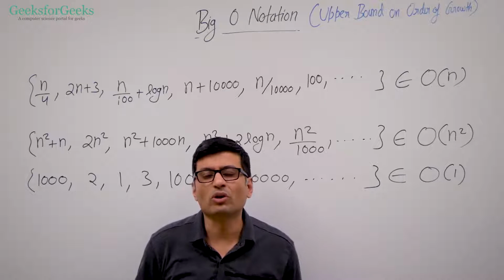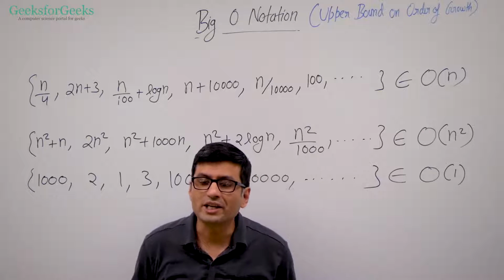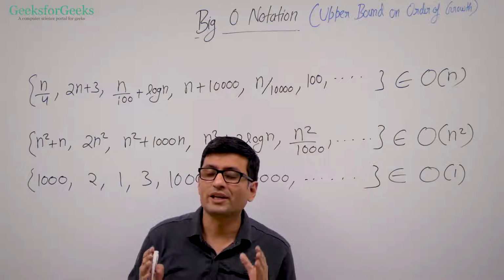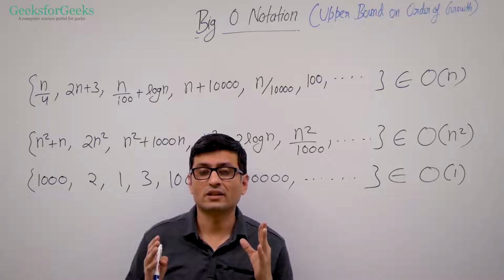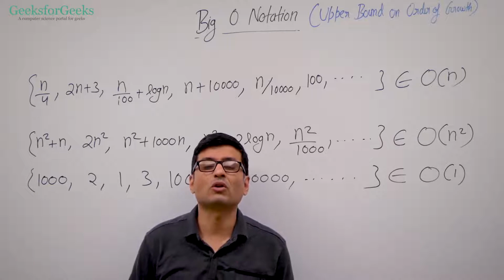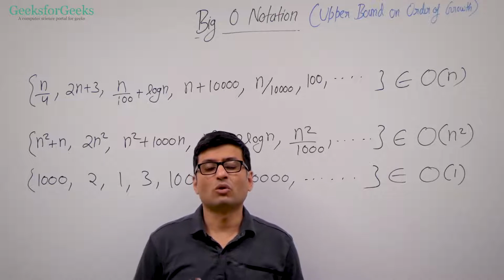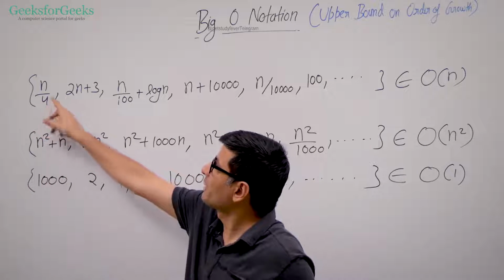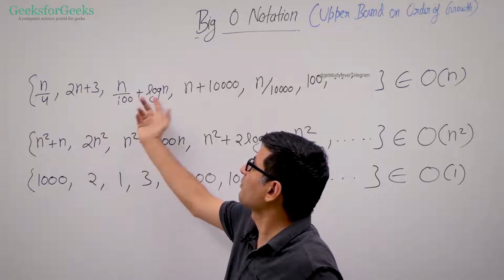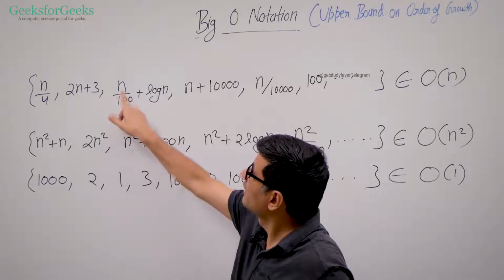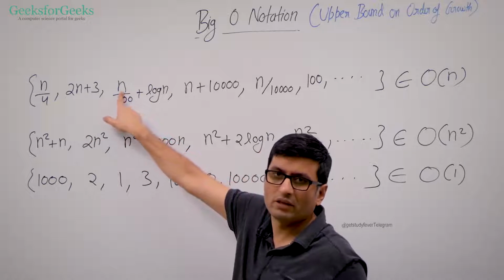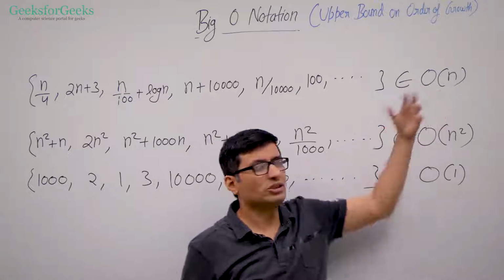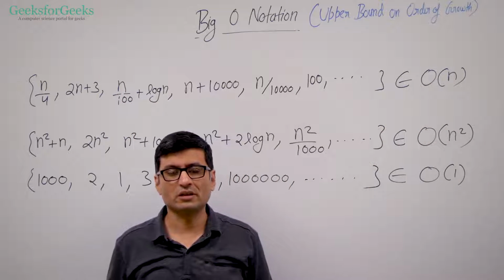Let us take a look at more examples to get a better idea of big O notation. Please remember, whatever we put in big O notation has the same order of growth or more order of growth. So all the expressions, all the functions which have the same order of growth, like n by 4, 2n by 4, n by 100 plus log n, if you see all these functions, their order of growth is n. Highest growing term is n. Here also we have big O of n. So they all come under big O notation.